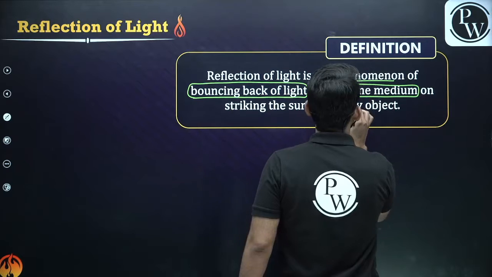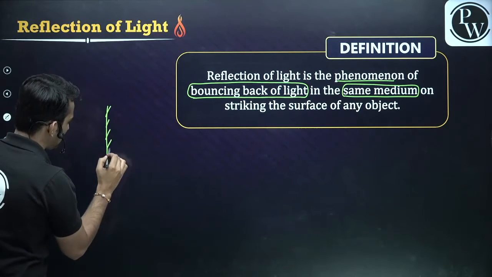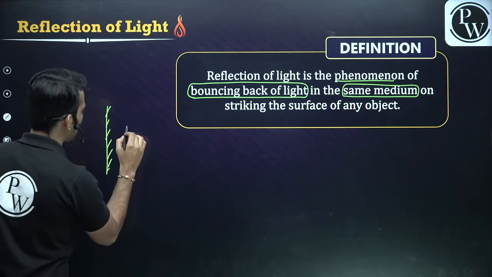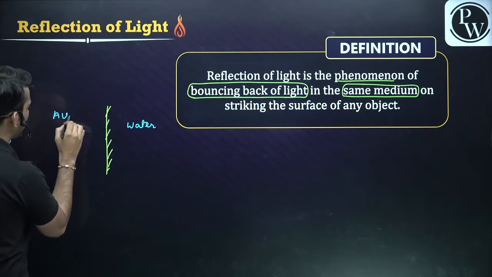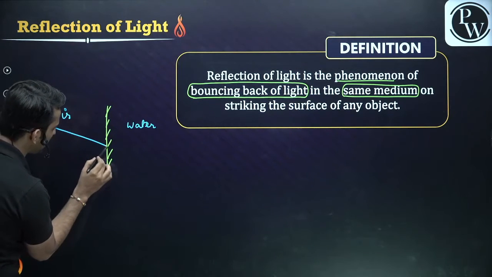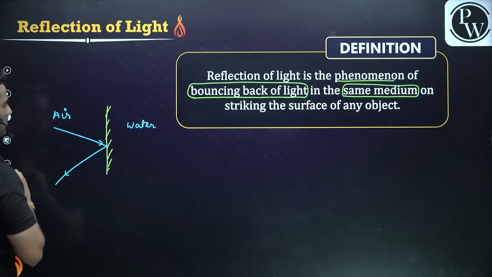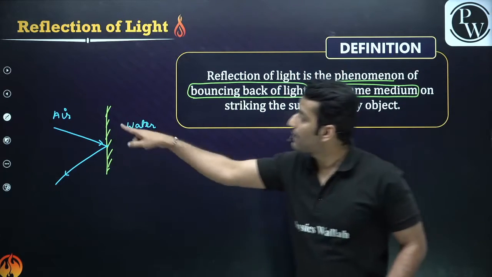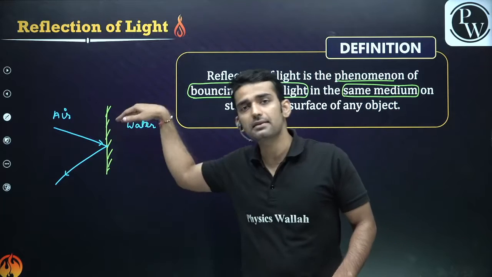What do you mean by same medium? Suppose I have taken a plane mirror, and to the right I have water, and to the left I have air. If a ray is incident on this plane mirror, it will be reflected in air. It won't go into water. In reflection, the light ray comes back in the same medium. It is still in the air.